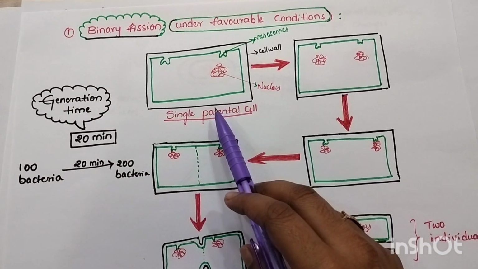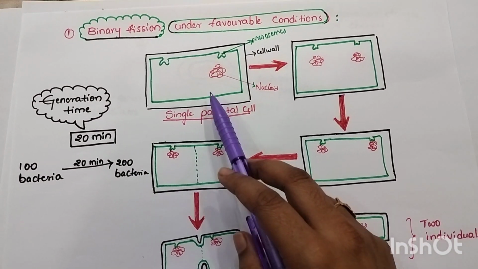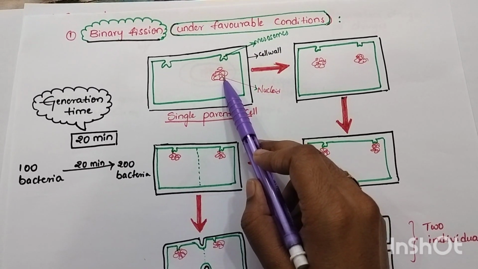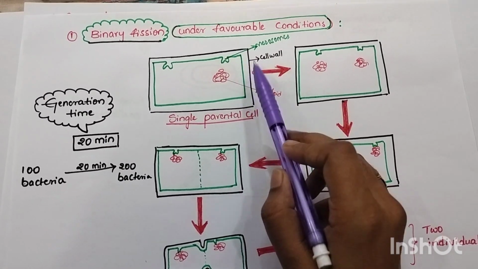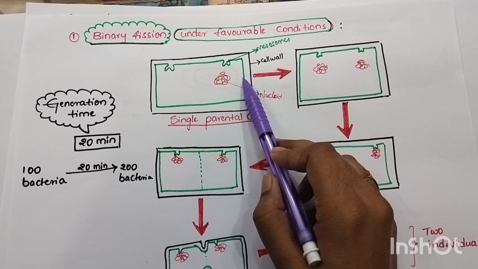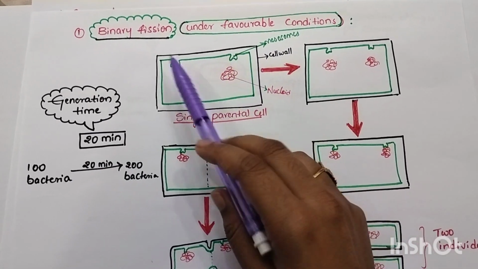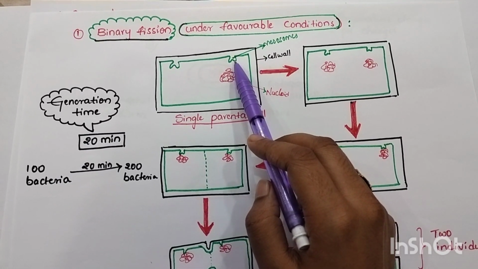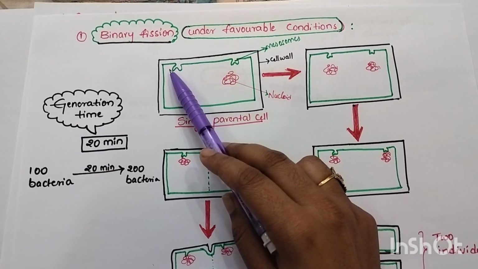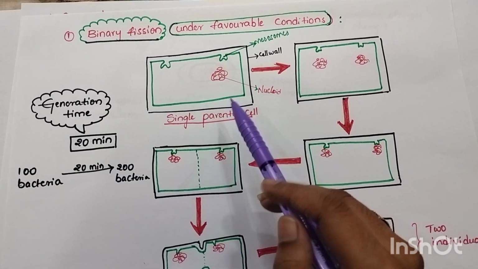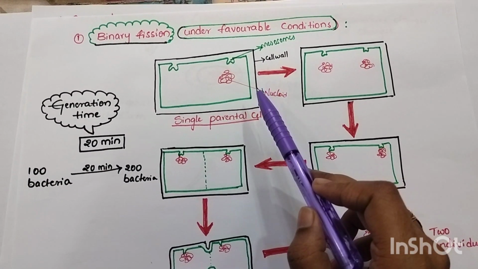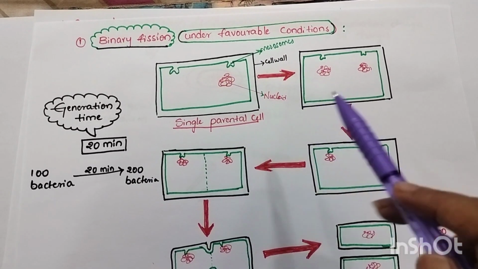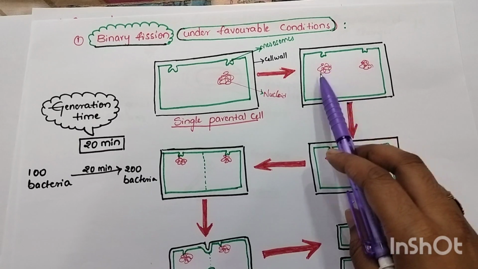Yes. So this is the parental cell. This is the bacterial cell. Here, this is the genetic material of the bacterial cell. This is the cell wall, and this is the plasma membrane of the bacterial cell. And these are the mesosomes of the bacterial cell. These mesosomes are nothing but the enfoldings of the plasma membrane. So, during binary fission, the genetic material of this bacterial cell will replicate. Here you can see the replicated genetic material.